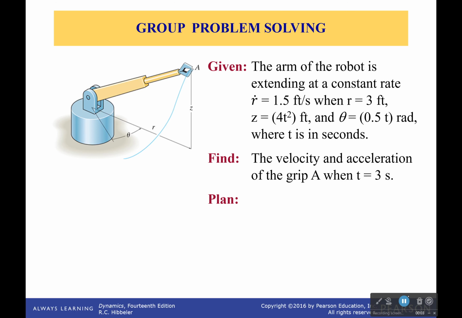So what do we have here? Well, we have the arm of the robot. It's extending at a constant rate. Okay. Constant rate of r dot equals 1.5 feet per second. I like that.